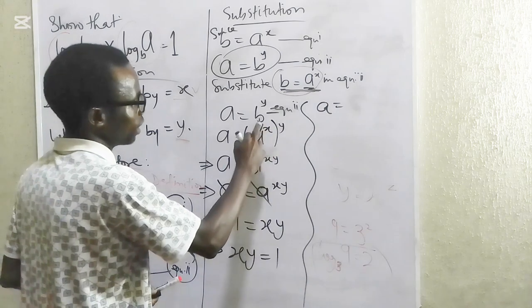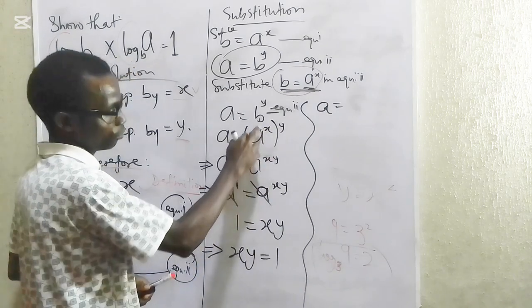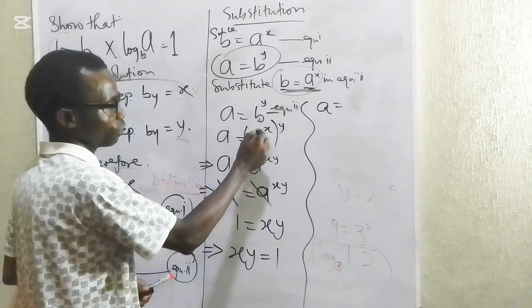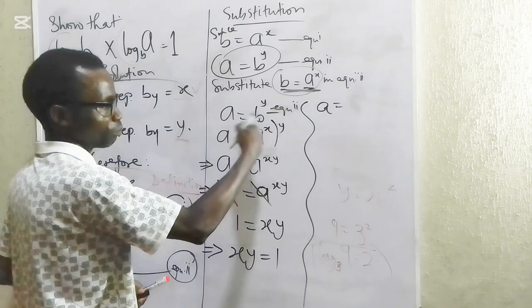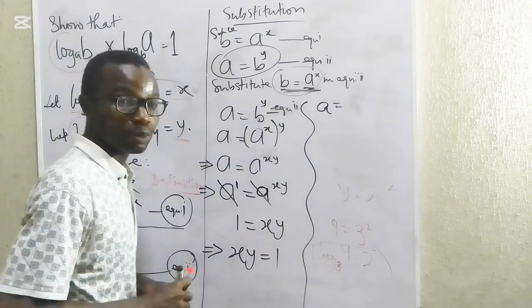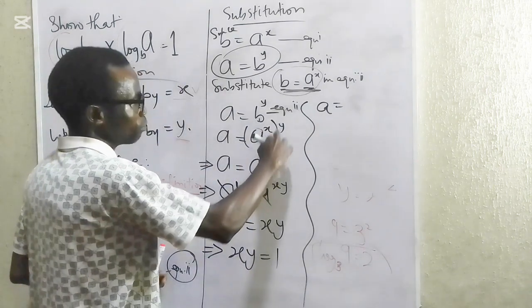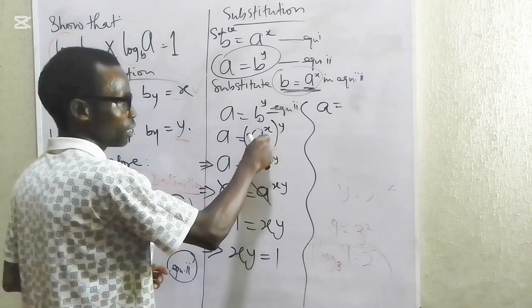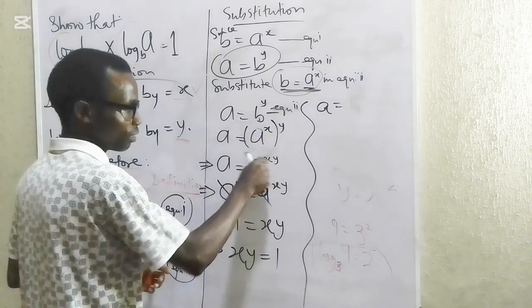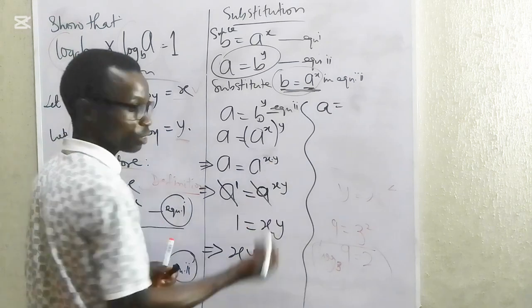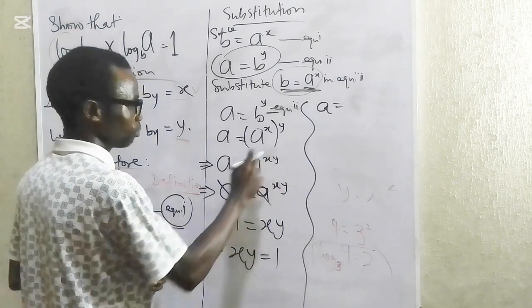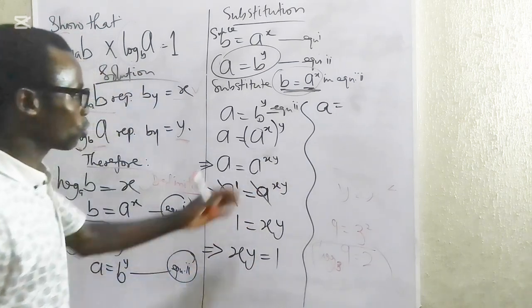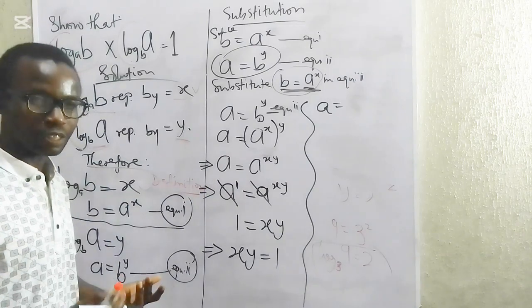At the end of the day, what we now have is a raised to the power of x, in brackets, raised to the power of y, an exponent of an exponent. Now this means multiplication, so if I remove the brackets, this is going to be a raised to the power of x times y, which is the same thing as xy. I like to put a dot here, or you may leave it.